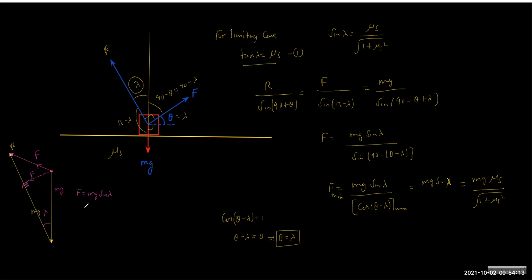Okay. And since tan lambda is mu s, therefore F is mg mu s by square root of 1 plus mu s square. Okay. So I hope the thing which you did not understand that day should be making some sense to you now.